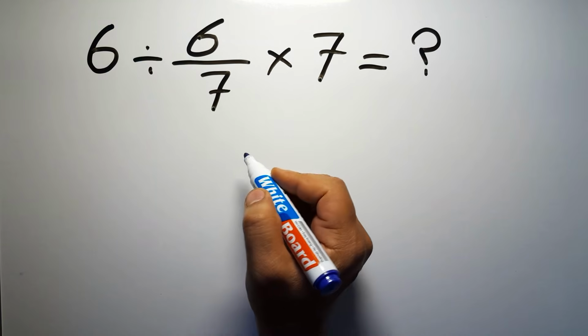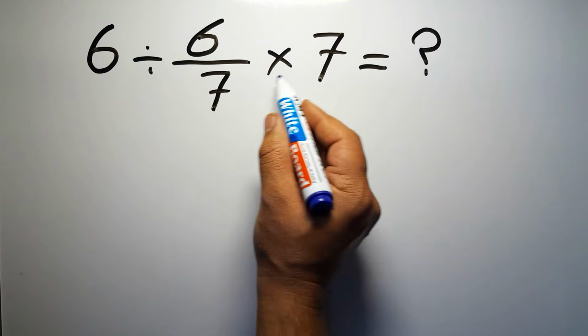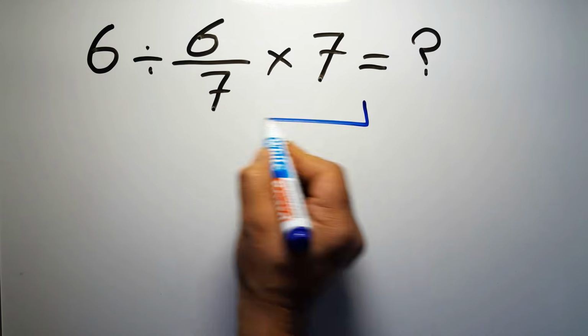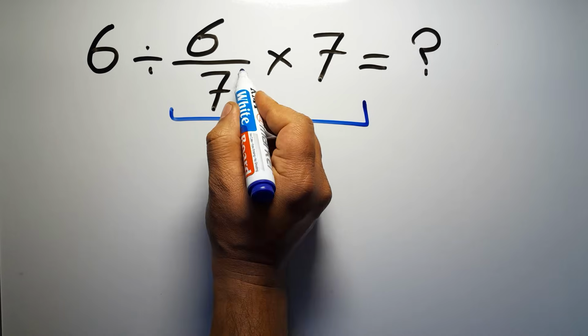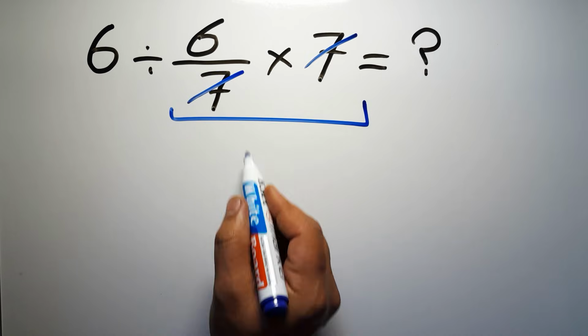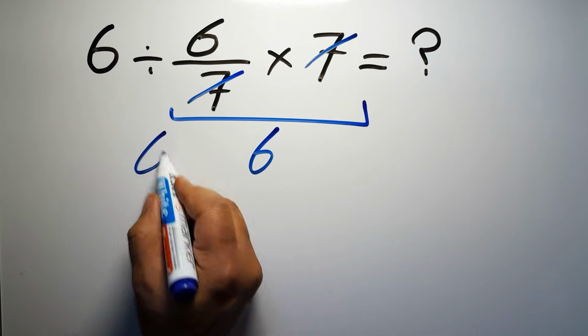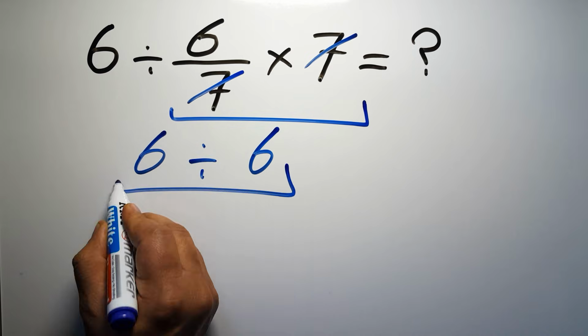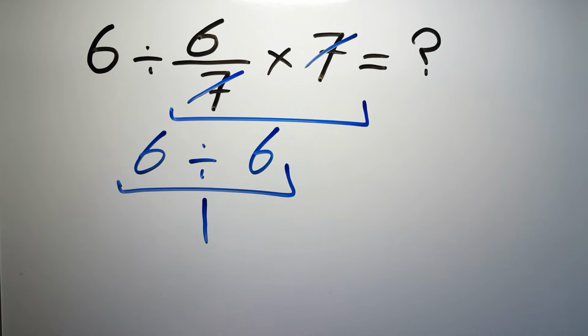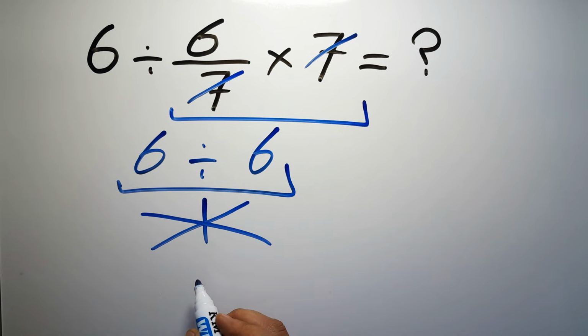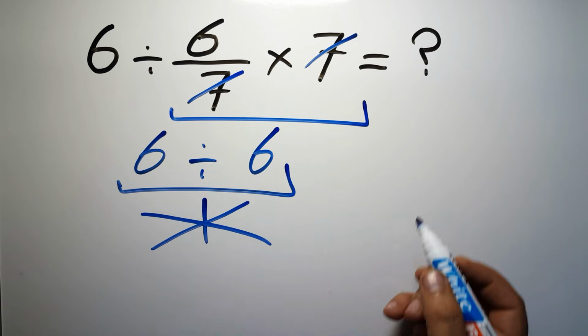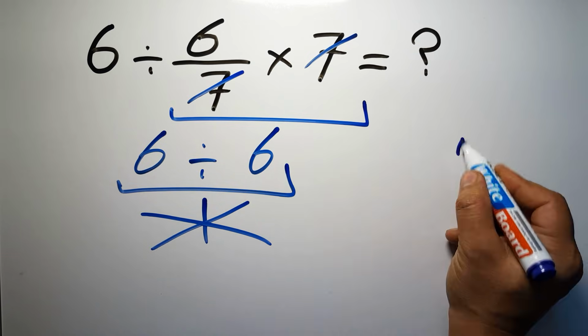First we do this multiplication, 6 over 7 then times 7. We can easily cancel this 7 and this 7, so here we have just 6. And 6 divided by 6 equals 1.